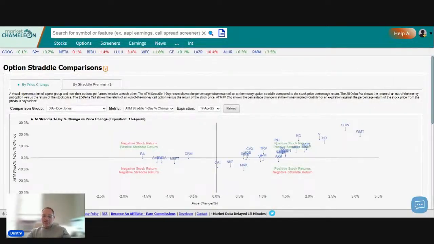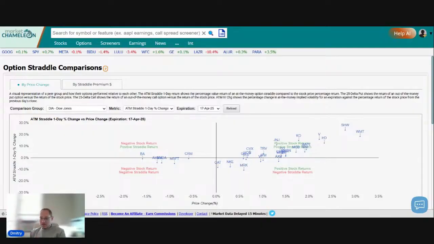If the stock is down on a day, it'll show up to the left in one of these quadrants. So here, stock price is down, but the option straddle's up. Stock price is down and the option straddle lost value. Here, stock is up and option straddle is up, or stock is up and option straddle is down. Then we could see how this group performed on the day.